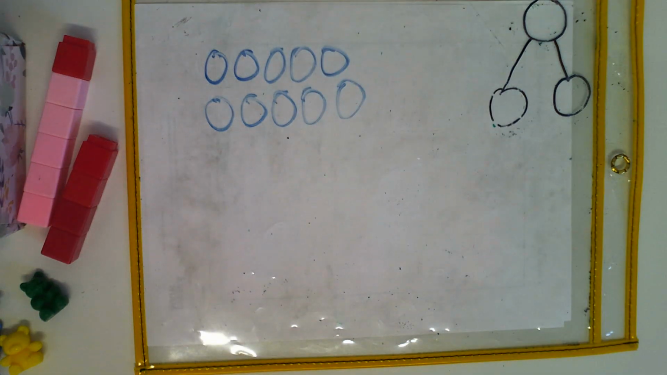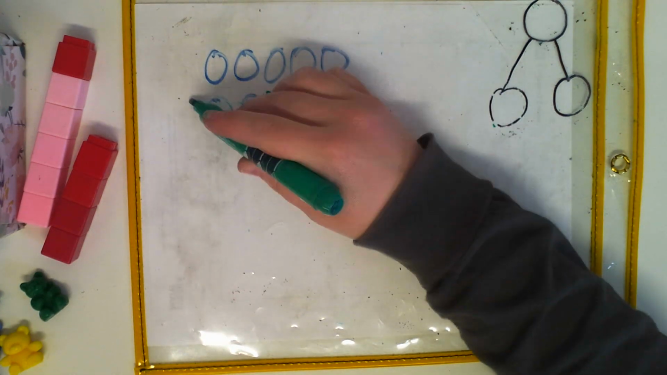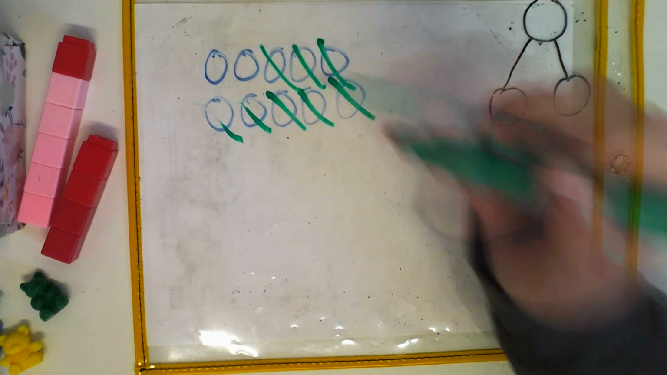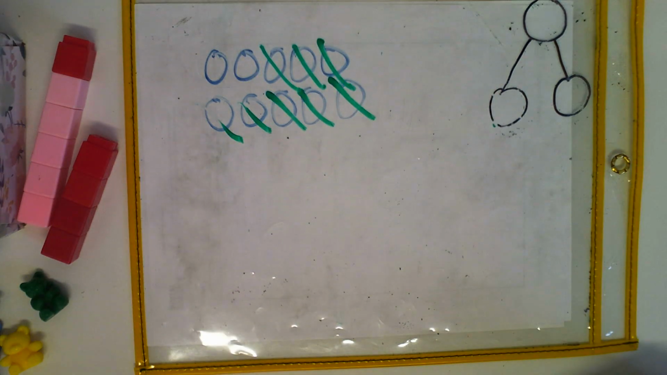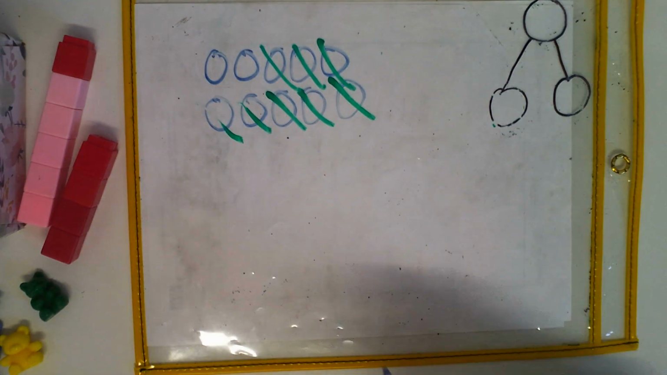So our friend Ellie has 10 grapes. She shared 8 of her grapes. So if she shared them with someone else, they're no longer hers. We're going to go ahead and cross off 8 of those grapes. How many grapes did she have left? She has 2. Let's go ahead and make this into a number sentence.